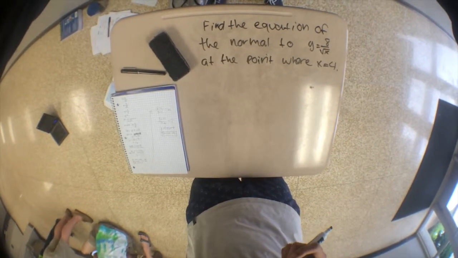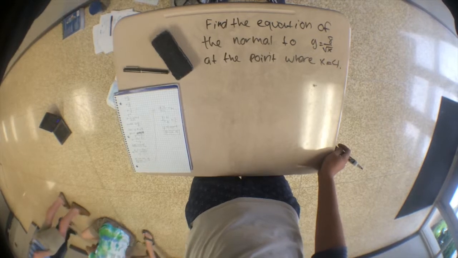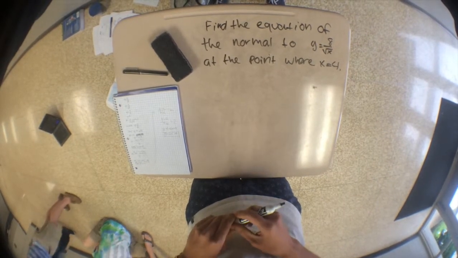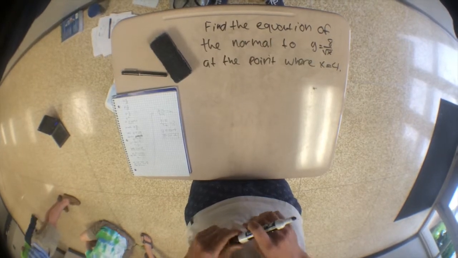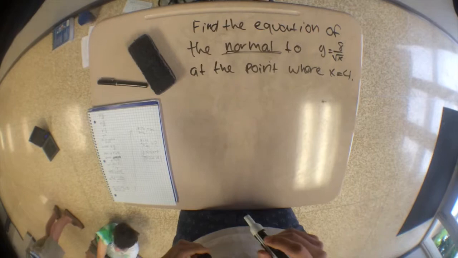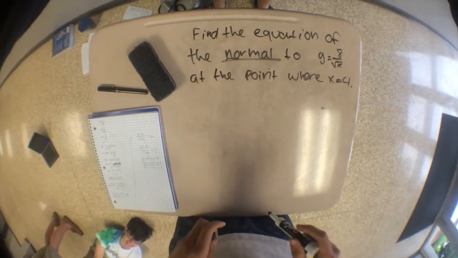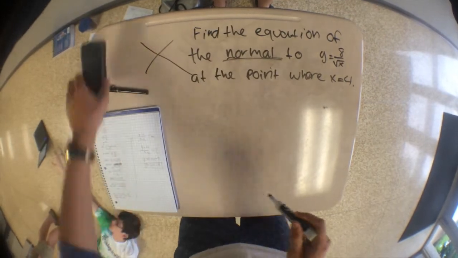Alright, for this one we're going to be finding the equation of the normal to y equals 8 over square root of x at the point where x equals 4. Now keep in mind we're finding the normal this time. That's not the tangent, that is actually perpendicular to the tangent.